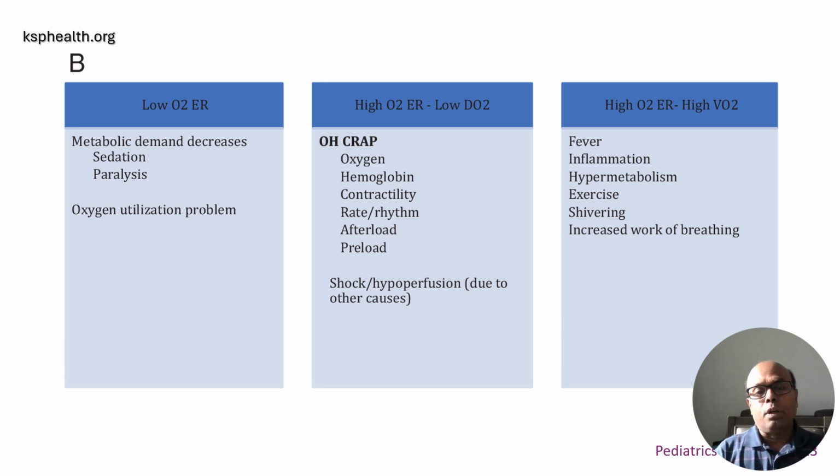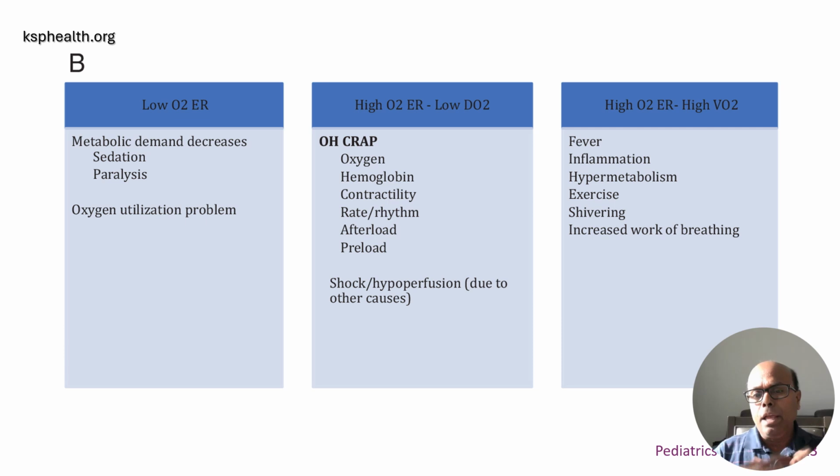Another group is called high oxygen extraction and low oxygen delivery. The mnemonic you use is OCRAP: oxygen, hemoglobin, contractility, rate, rhythm, afterload, and preload. Any of these abnormalities can affect oxygen delivery to the patient, causing shock and poor perfusion.